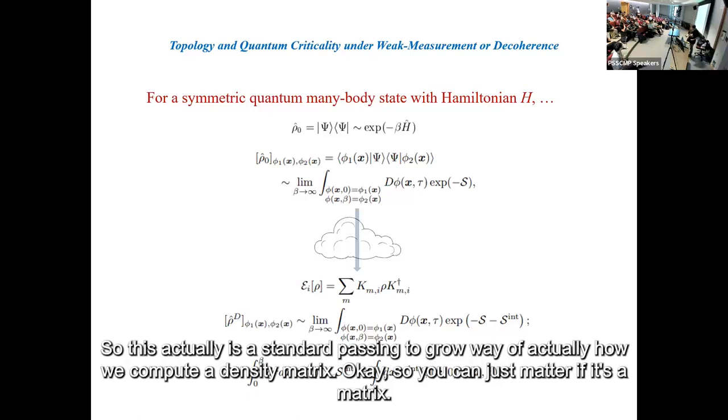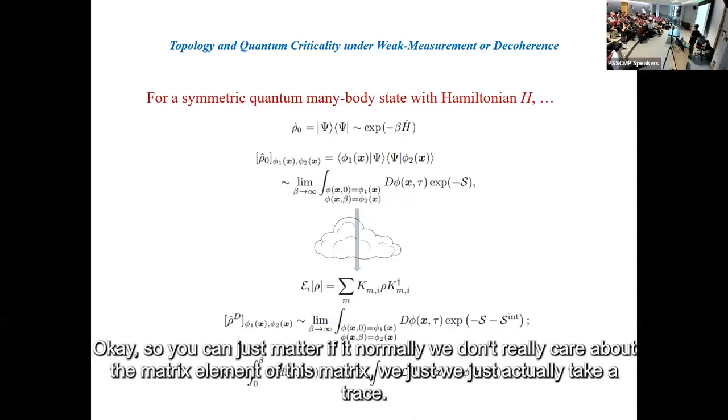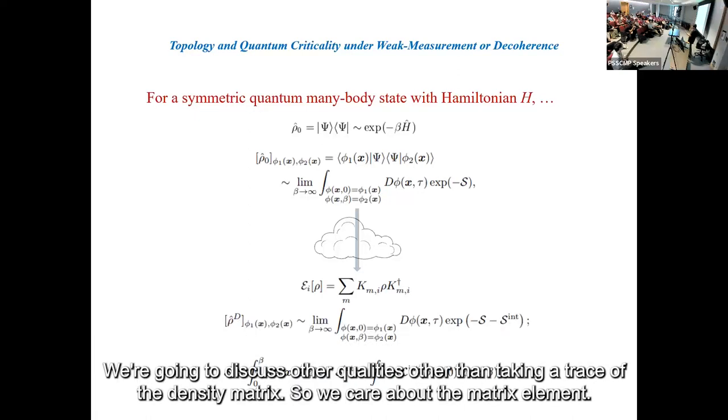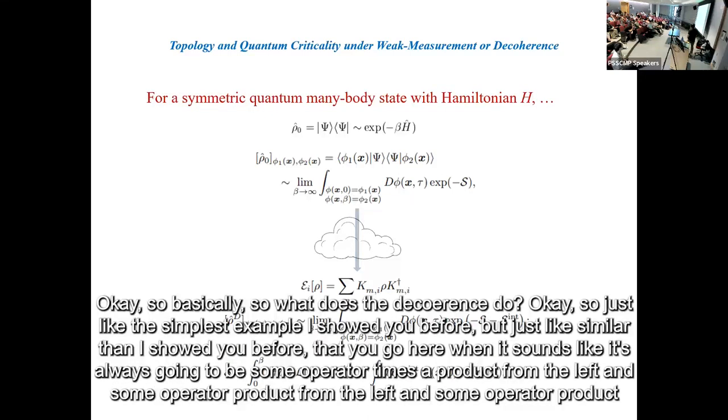In condensed matter physics, normally we don't really care about the matrix element of the density matrix. We take a trace. If we take a trace of the density matrix, it means that we are just identifying phi 1 and phi 2. But actually we can do a lot more than just taking a trace. We're going to discuss other quantities besides the trace of the density matrix, so we care about the matrix element.